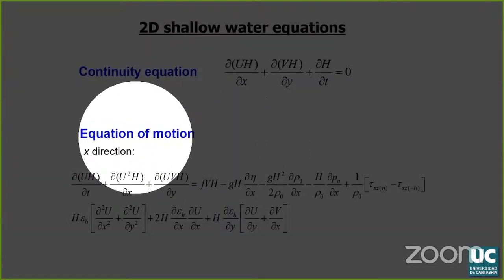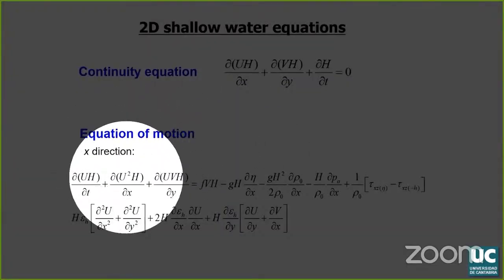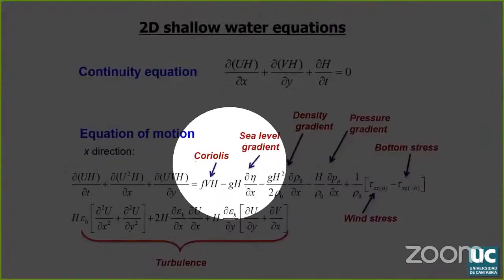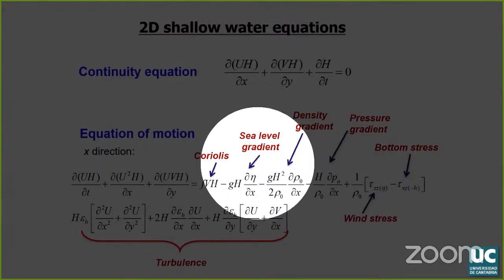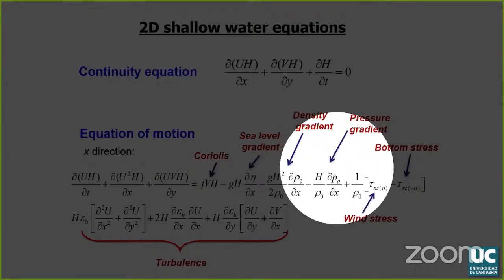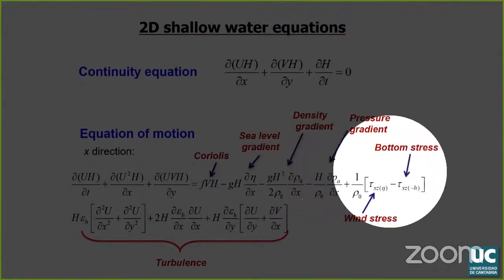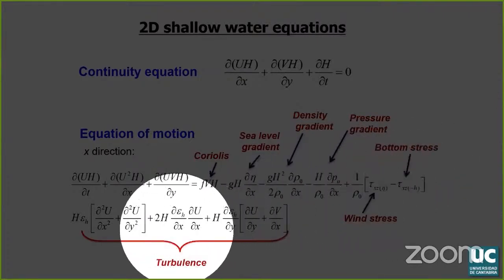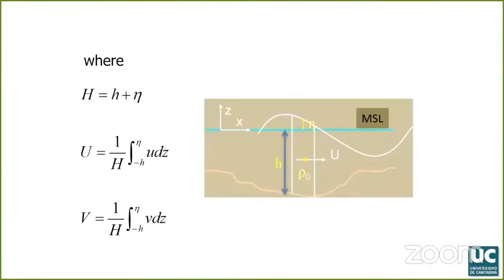Looking at the equation of motion in the x direction, on the left-hand side, we have the acceleration terms, and on the right-hand side, we have terms representing the effect of the Earth's rotation. Here you have the sea level gradients and the density gradients. Here you have the terms representing the atmospheric pressure gradients and wind stress, which, remember, are the forcings of the storm surge. Finally, this term represents the bottom friction, and these are terms standing for the turbulence. In these equations, h is the total water depth, and u and v are the depth integrated velocities.